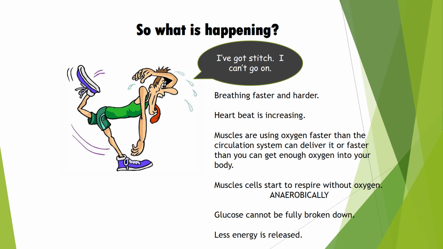Less energy is released. For those of you doing the higher tier, we need to be talking about yield. So, for instance, we get 36 units of ATP, 36 units of energy, from aerobic respiration in comparison to only 2 units of ATP by anaerobic respiration. So you can see there it is only about 6% as efficient as aerobic respiration, which isn't great, but it does sort out the energy shortage in the short term.